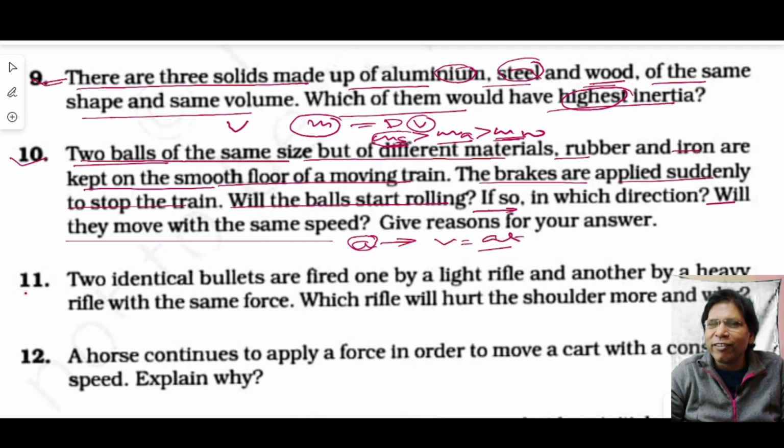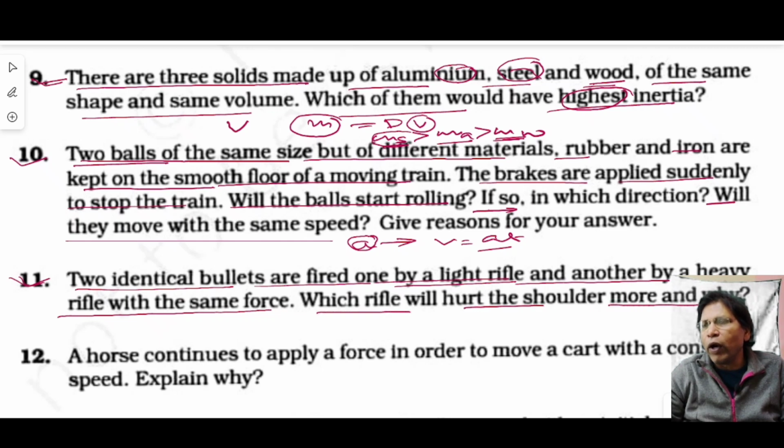Okay, understood? Now question number 11. Two identical bullets are fired, one by a light rifle and another by a heavy rifle with the same force. Which rifle will hurt the shoulder more and why?